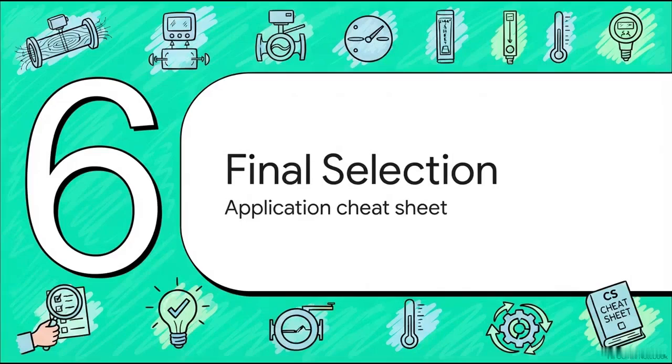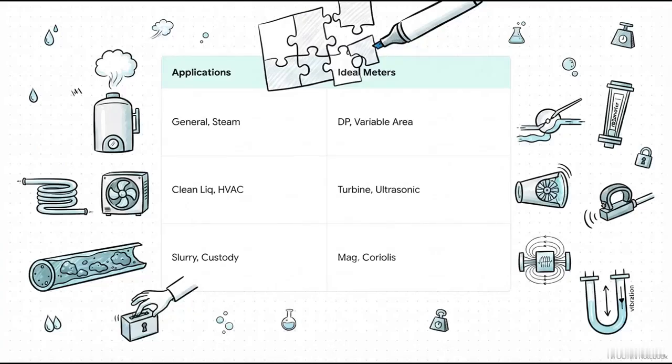Okay, let's bring it all together in Section 6, making your final selection. Let's see how this builds into an actual cheat sheet. Matching these meters to real-world applications is the final piece of this giant puzzle. Look, if you just need general-purpose measurement, maybe you're working with steam or you've got low-flow air applications, your cost-effective DP and variable area workhorses are going to be your best bet. Now, if you're dealing with clean liquids, hydrocarbons, or general HVAC water, you're going to want your turbine and ultrasonic specialists. But if you are tackling brutal wastewater, super dense slurries, or you require the absolute pinnacle of accuracy for things like chemical batching or custody transfer, you've got to step up to the electromagnetic and Coriolis meters.